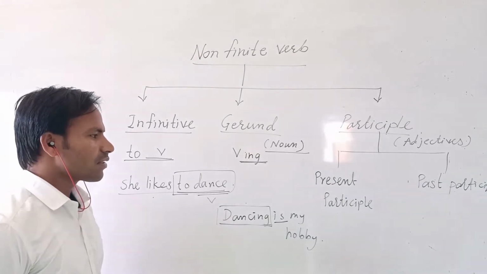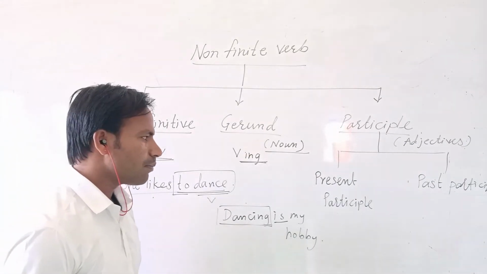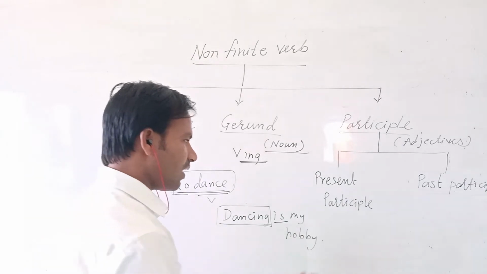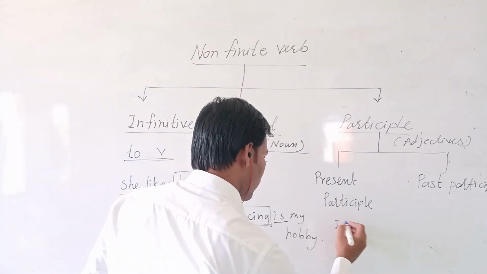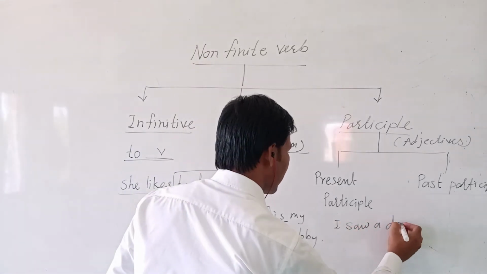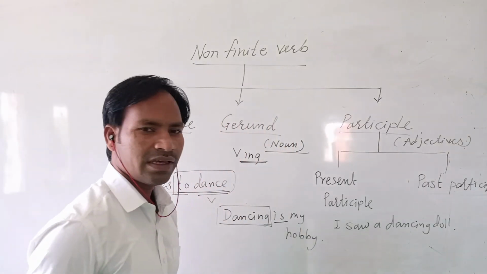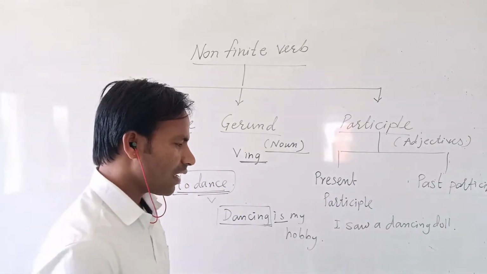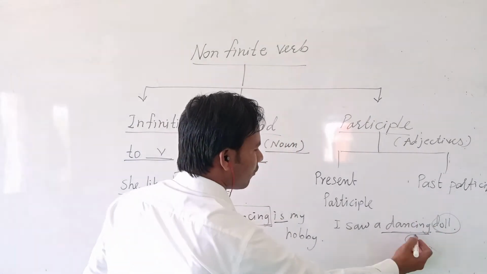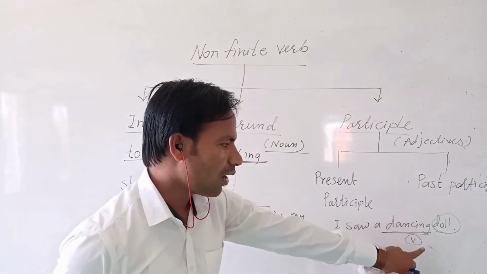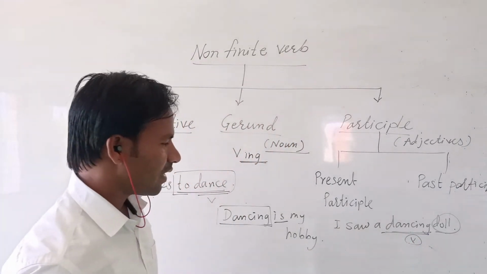Now we'll see the third kind, participle. Participles are of two kinds. Here, present participle and past participle. I will give you an example of present participle here. I saw a dancing doll. See, here in the sentence, I saw a dancing doll. Doll is a noun, before this is dancing, this is also a verb, but it acts as an adjective. How is the doll? Dancing doll. That's why here the verb dancing is a present participle.